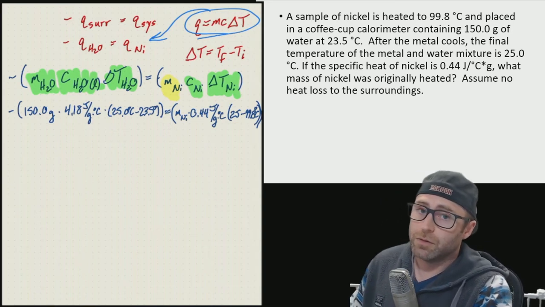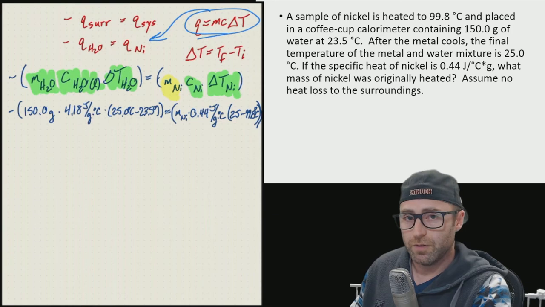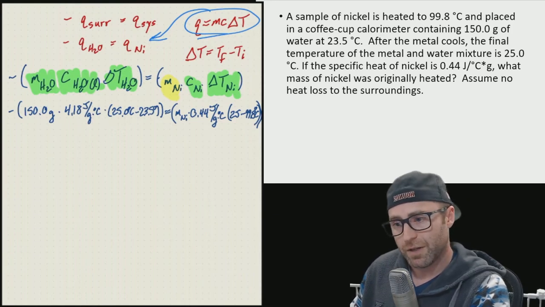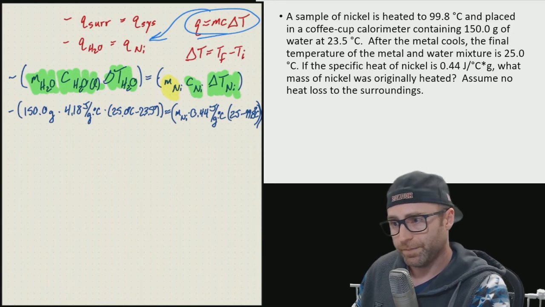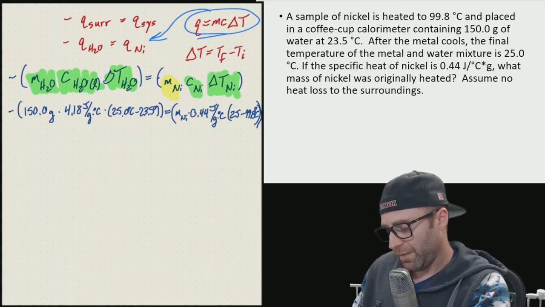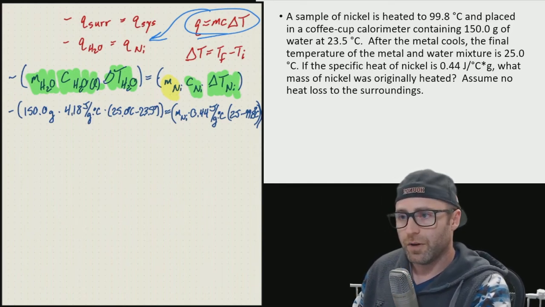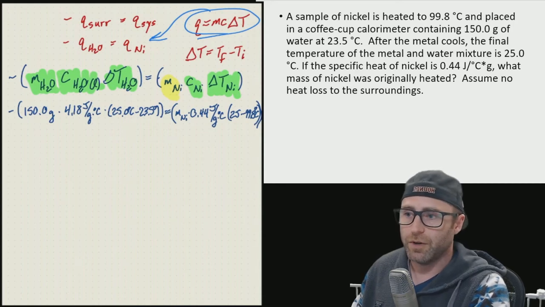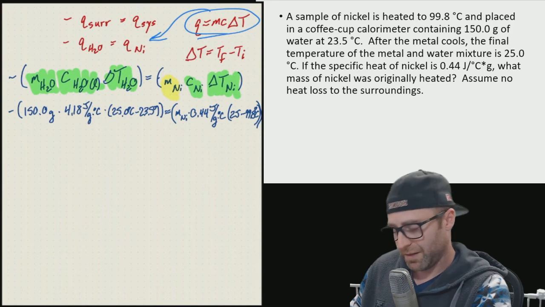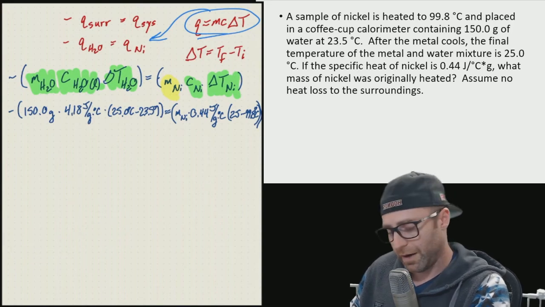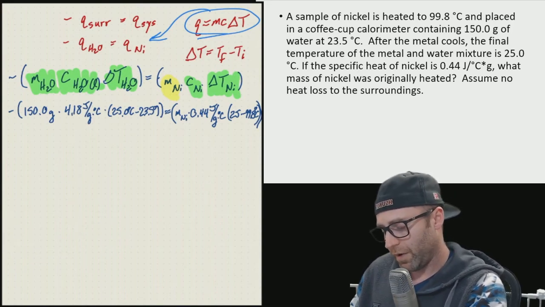Now that we've plugged in our numbers because we set our equations up properly, now it becomes a situation where we can plug in the numbers, chug out our answer. So we can make everything here on the left equal a number, everything on the right equal a number, and we can figure out what the mass is of our stuff. Now, a couple of things to point out before we get into that math.